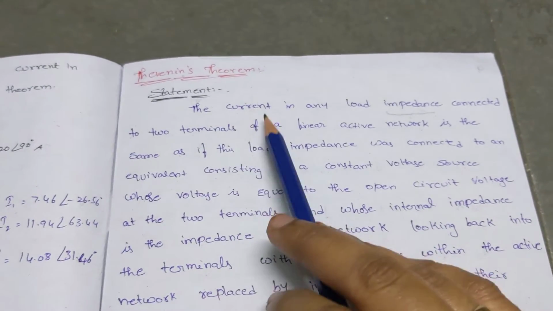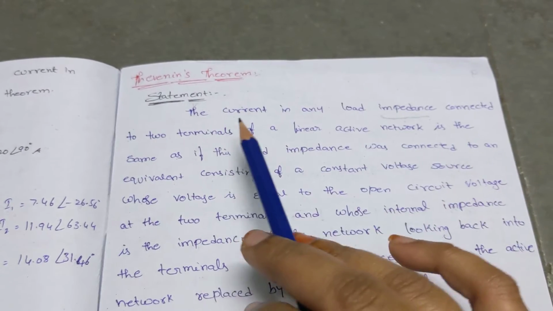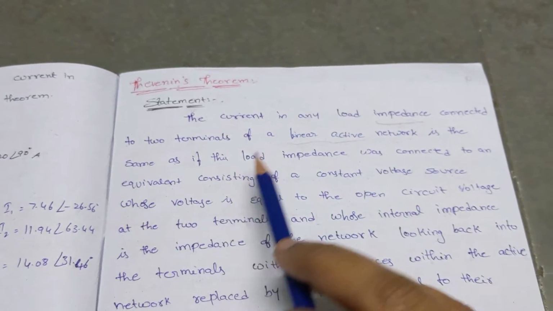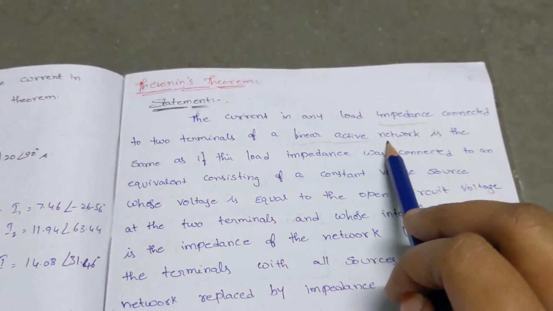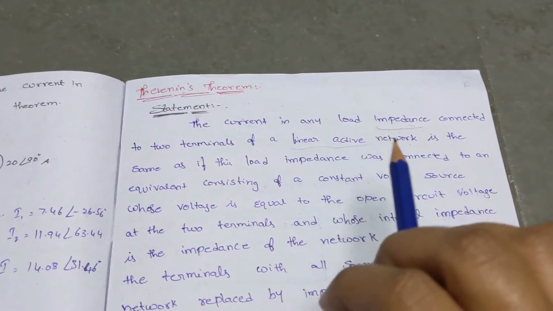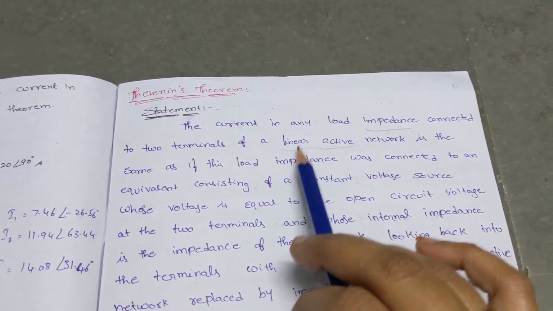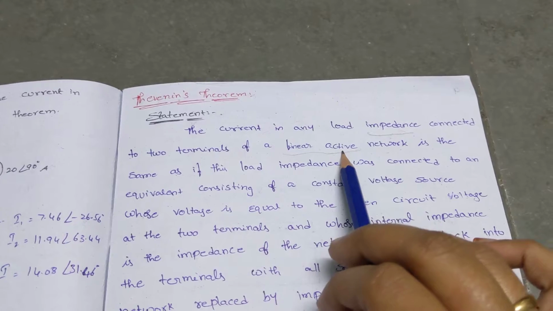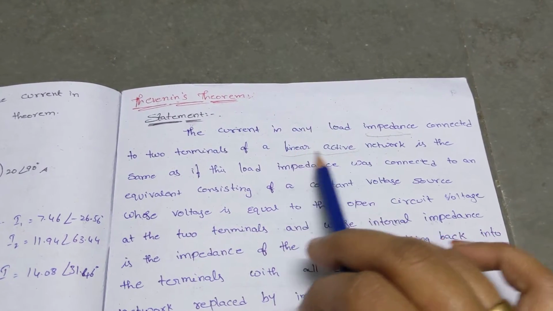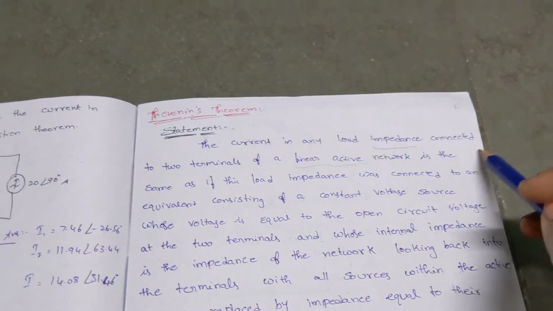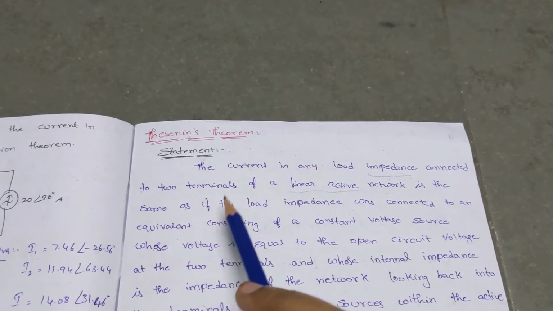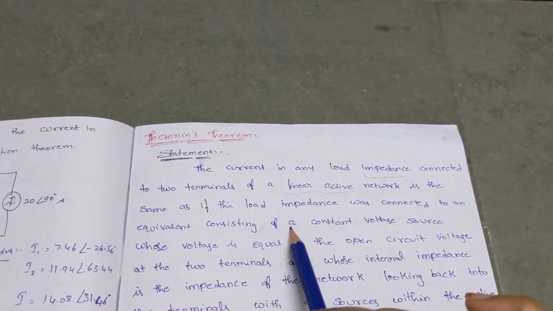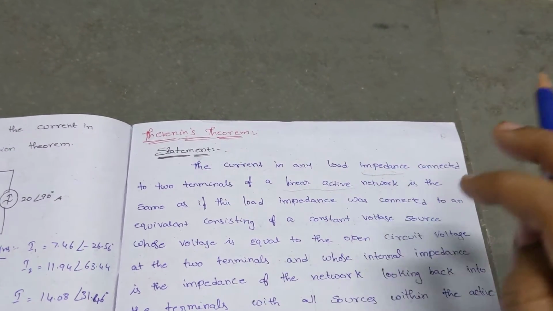The current in any load impedance connected to two terminals of a linear active network is the same as if this load impedance was connected to an equivalent circuit consisting of a constant voltage source. This linear active network is nothing but a network which obeys Ohm's law, which we call linear, and which has active elements as sources, which we call active.